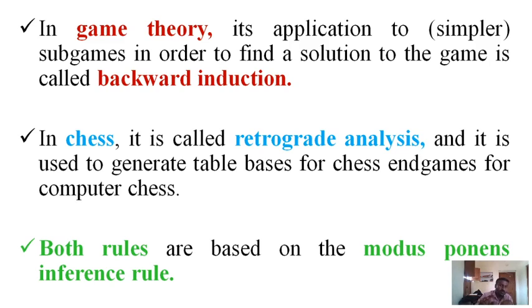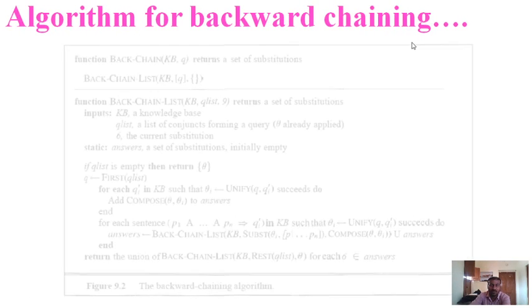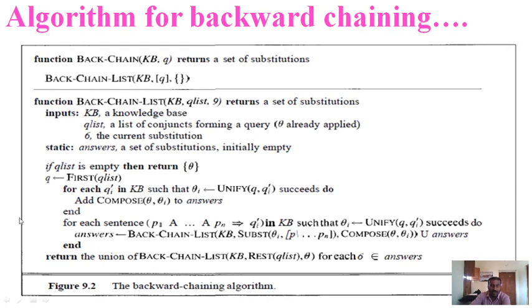So both the game theory concept and the retrograde analysis concept are based on modus ponens inference rules. In the backward chaining algorithm also we use this substitution concept. Why? Because it follows modus ponens inference rules. Substitution is one of the concepts in modus ponens. That's why I use that concept in the algorithm also. Now come to the algorithm for backward chaining. This is the simple backward chaining concept, nothing but we are using substitution here.